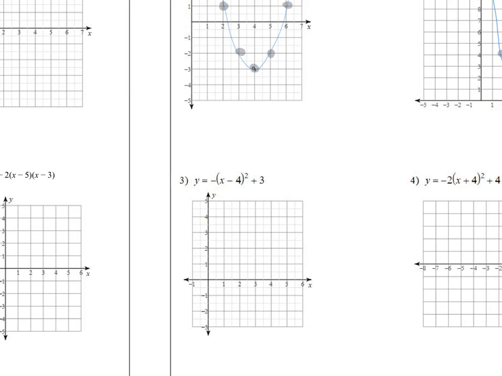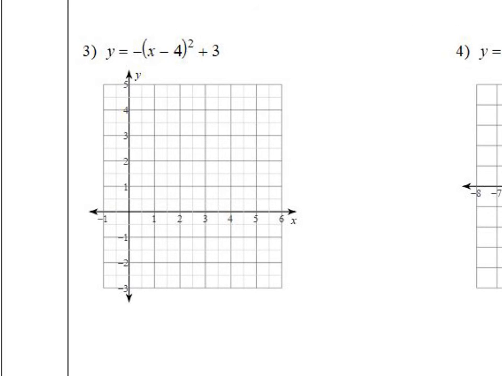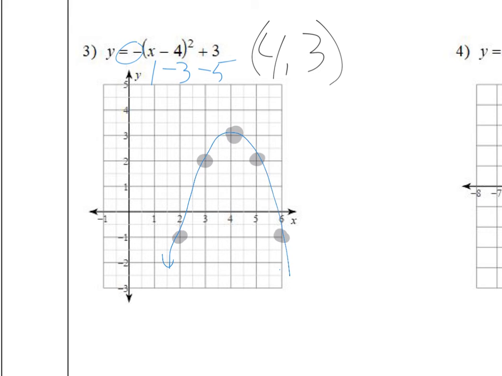All right, number 3. Negative x minus 4 quantity squared plus 3. My vertex will be 4 comma 3. My a value is a negative 1, so it's going to open downward following a 1, 3, 5 pattern. So we plot our vertex at 4 comma 3. From there, down 1 over 1, down 3 over 1. I can mirror those points over to the other side. Once I've got my points, connect the dots, shazam, parabola has been graphed.